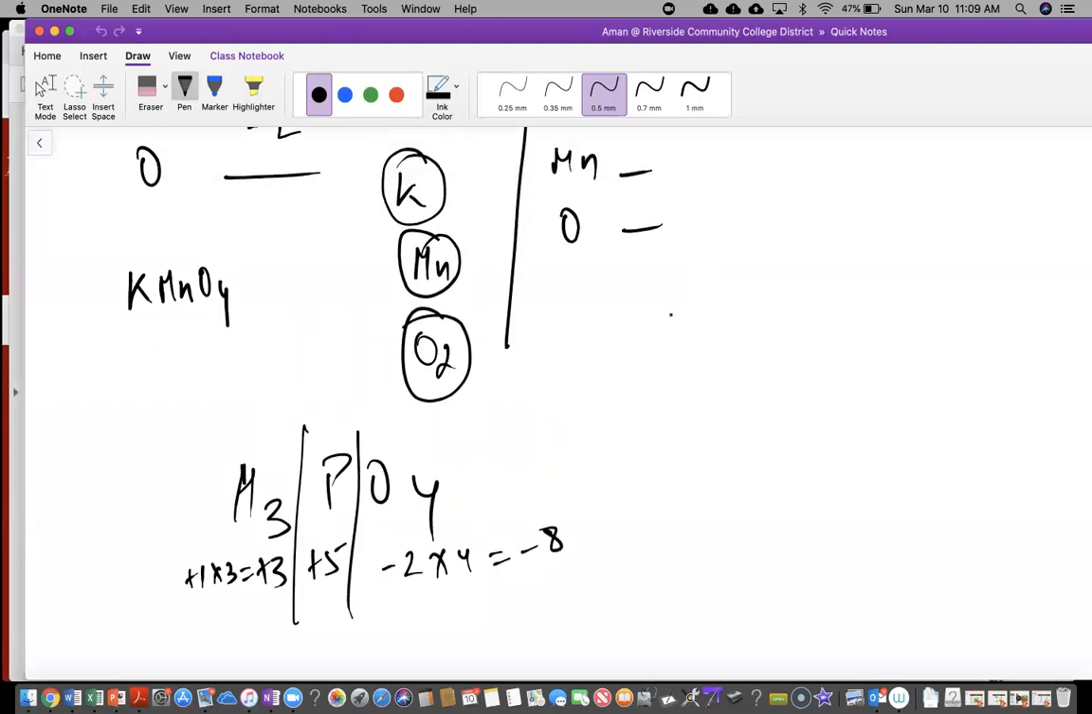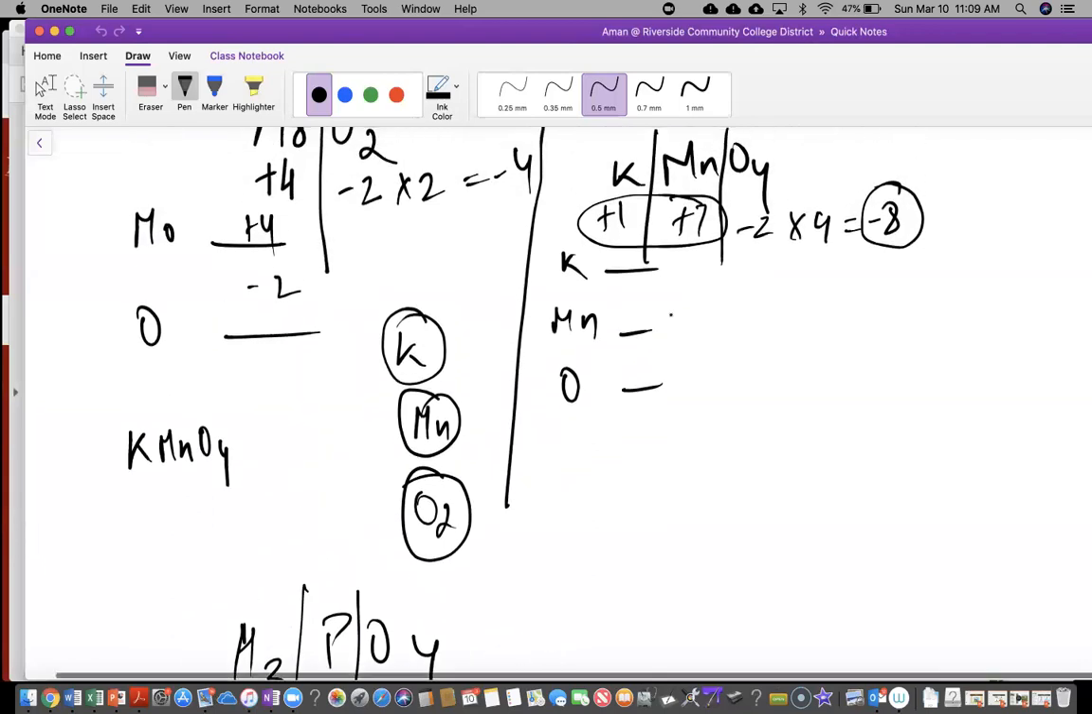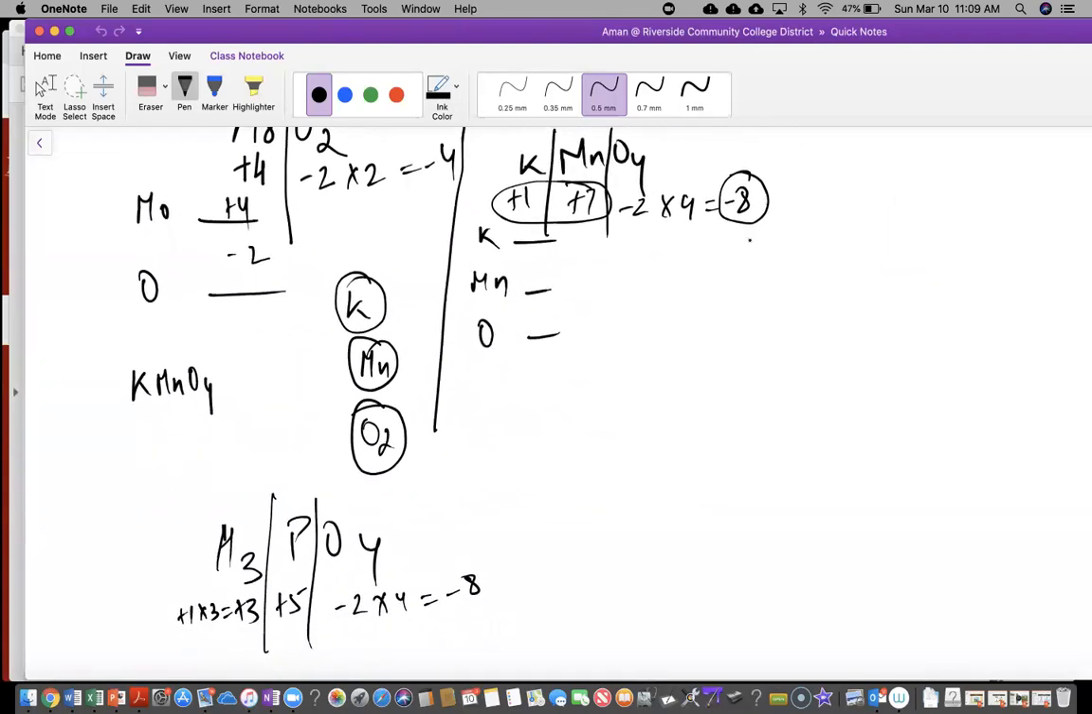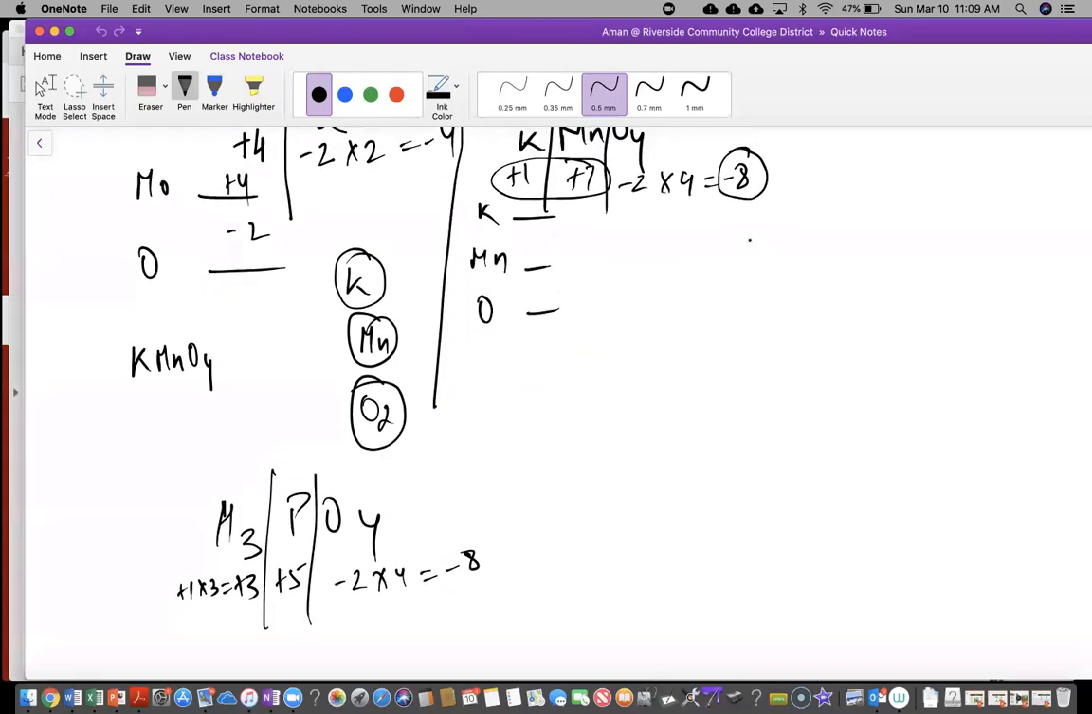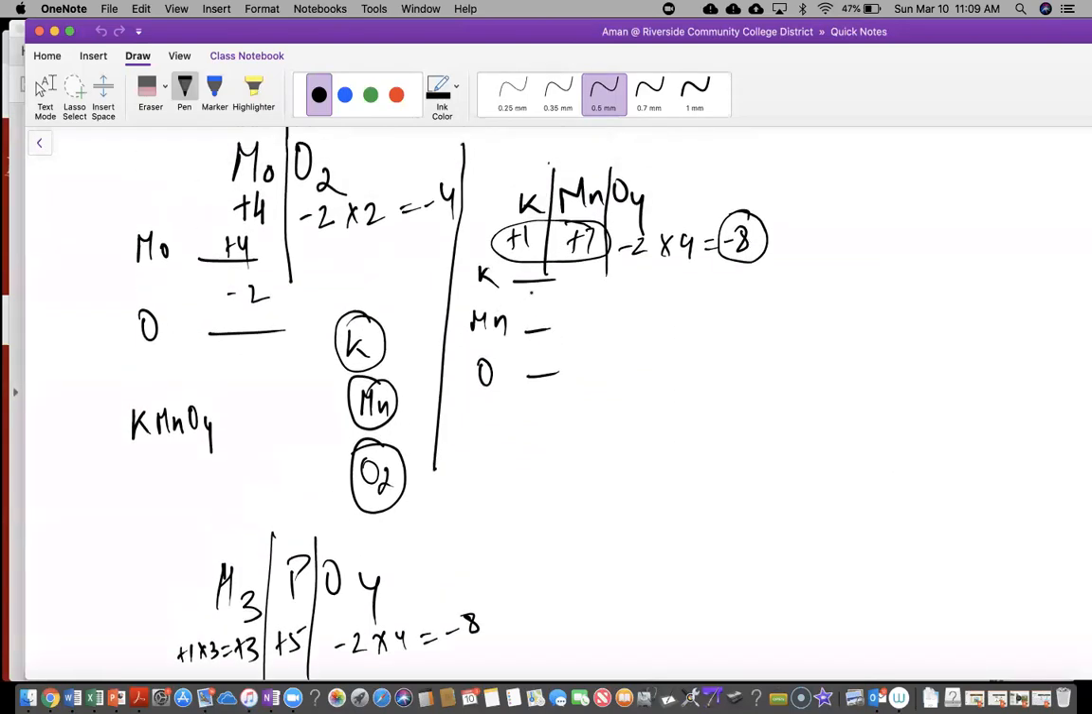So you're saying that the oxidation state of potassium is 1, but it also has a 1+ electron. What do you mean? Because the question is asking the oxidation state, right? So we're finding out that the oxidation state of potassium is +1, and manganese is +7, right? But for potassium, is it just a coincidence that it also has +1 electron?